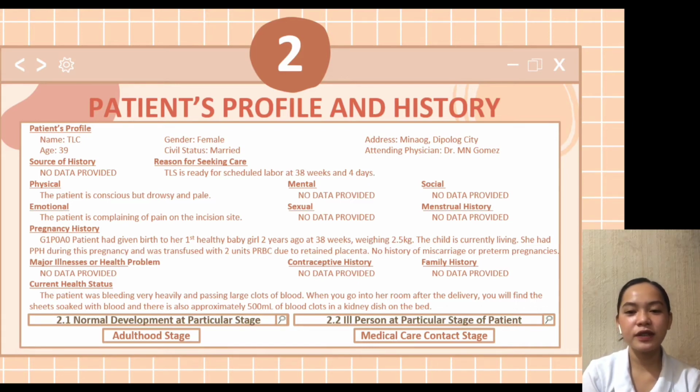Current health status: the patient was bleeding very heavily and passing large clots of blood. When you go into her room after the delivery, you will find the sheets soaked with blood, and there is also approximately 500 ml of blood clots in a kidney dish on the bed. Family history: no data provided. Normal development at particular stage: adulthood stage. Person at particular stage of patient: medical care contact stage.